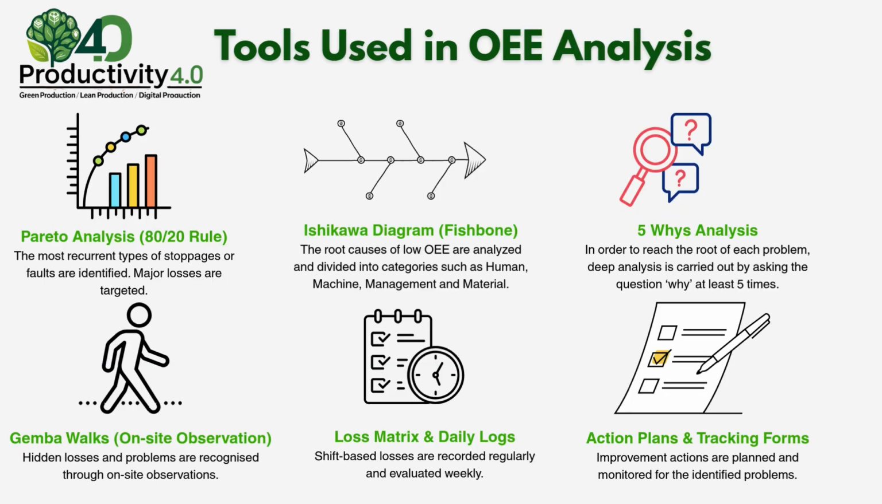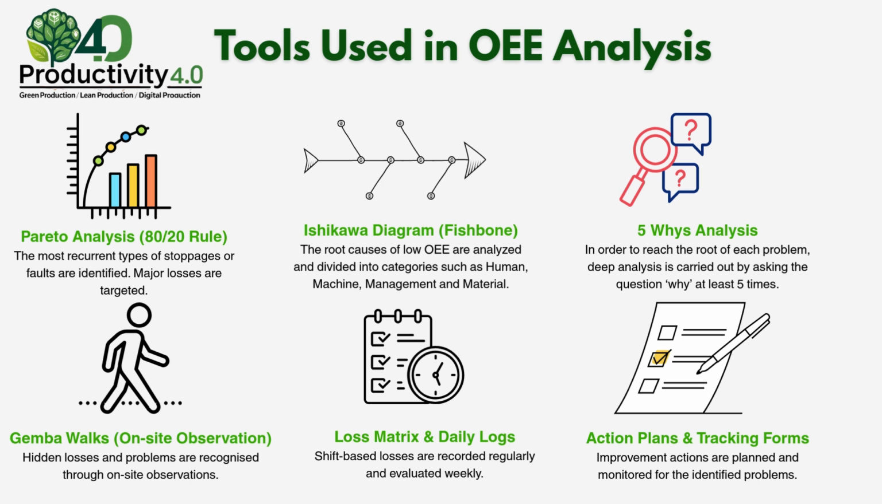We will examine some important tools used in OEE analysis. Pareto analysis helps us identify the most common types of stoppages or errors. In this way, we can solve problems more effectively by targeting major losses. The Ishikawa diagram is used to analyze the root causes of low OEE. By categorizing into human, machine, management, and material, we can identify areas that need improvement.